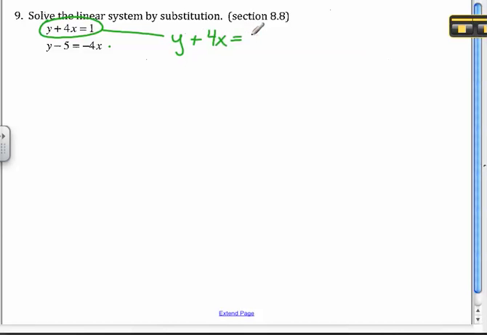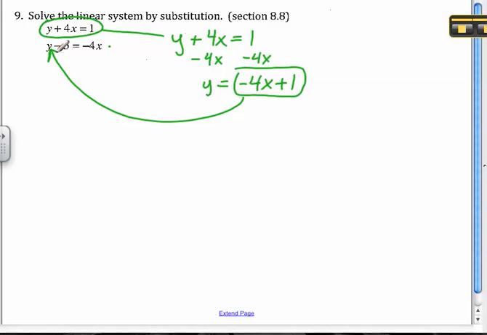y plus 4x is equal to 1. And I'm going to get a variable by itself. And the easiest one to get by itself is the y. So I'm going to subtract 4x from both sides. And now it says that y is equal to -4x plus 1. This is what y equals. So I can take that and plug it in place of the y in the other equation.